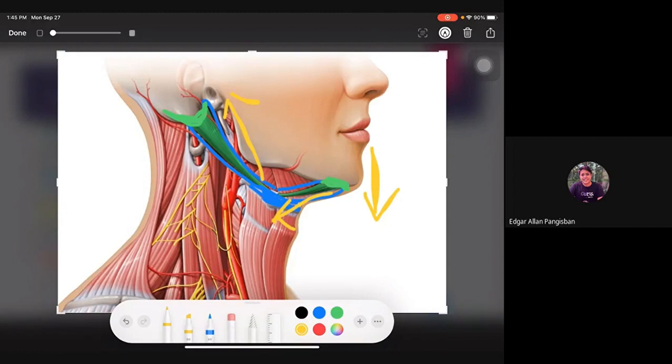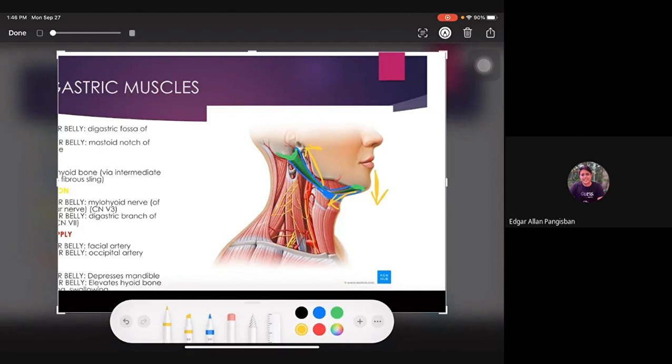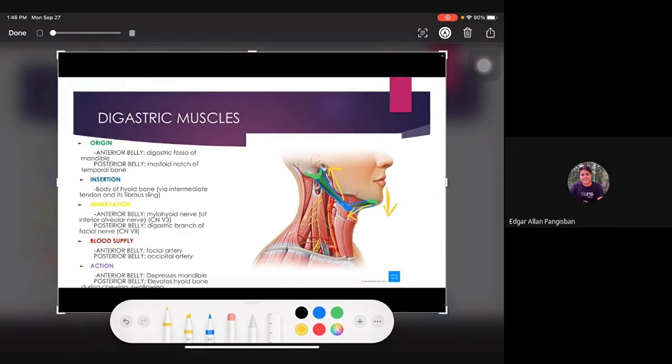Okay, so wag pong nalilito. The anterior belly, the action is depression of the mandible, while the posterior belly, elevation ng hyoid bone. Magkaibang buto po yung pinag-aakan ng dalawa. Pag yung anterior belly is the mandible, the posterior belly is the hyoid bone. So, dalawa na yung ating muscles that are involved in jaw depression or opening ng ating jaw. We have the inferior head ng lateral pterygoid and the anterior belly of the digastric. Okay? Dalawa na po yan.